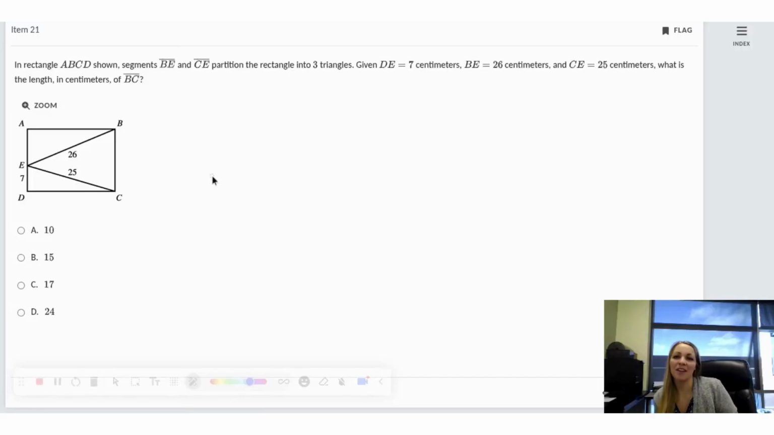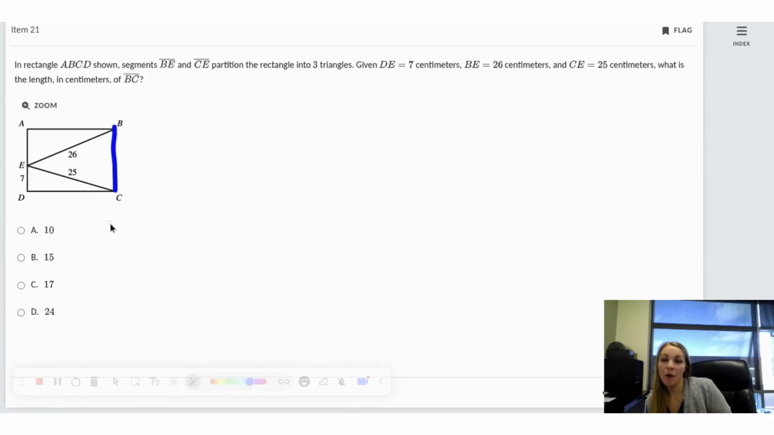Question number 21. In rectangle ABCD shown, segments BE and CE partition the rectangle into 3 triangles. Given DE equals 7 centimeters, BE equals 26 centimeters, and CE equals 25 centimeters, what is the length in centimeters of BC? We are trying to find BC.